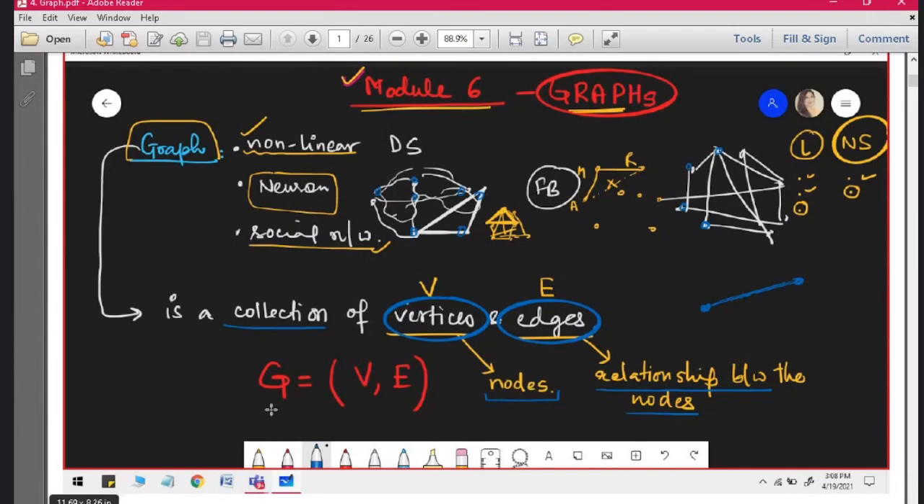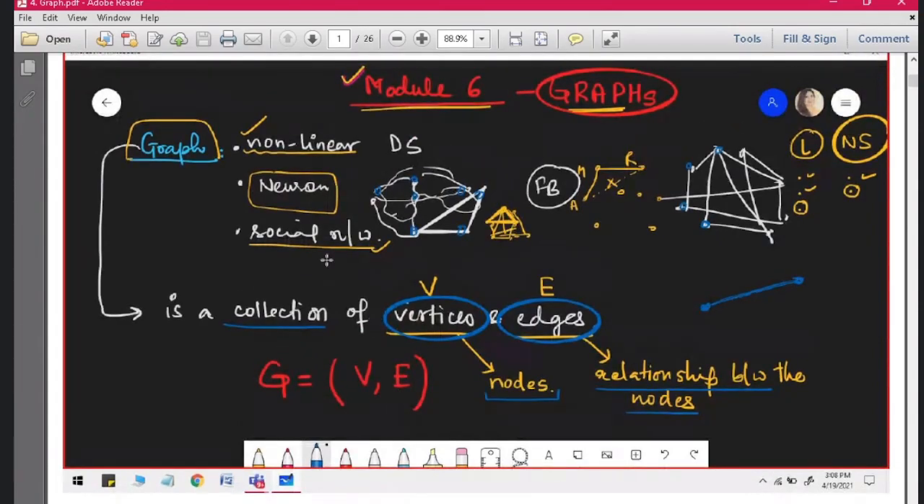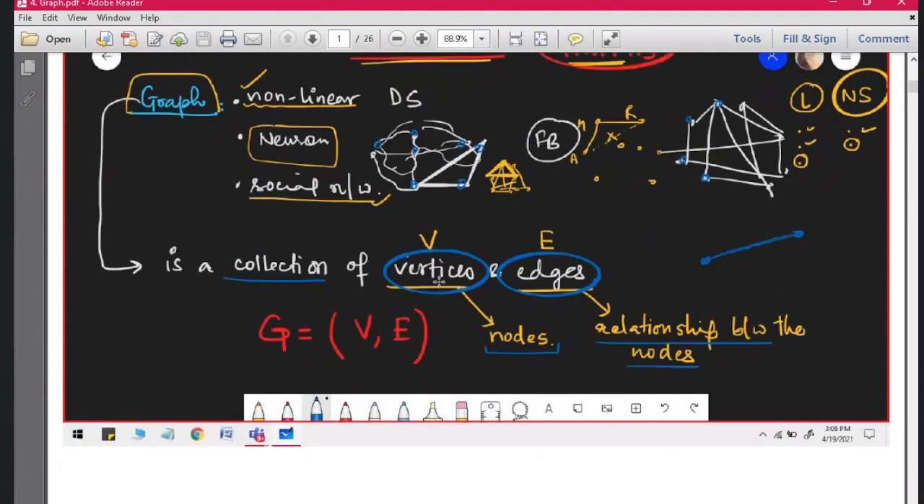So in short, I can represent G, which means graph is a collection of a set of vertices and edges, V comma E. Fine. So if you are asked in your exam what is graph, simply explain that it is a nonlinear data structure, which is a collection of vertices and edges represented like this. Here you have to mention that V is nodes and E is the relationship between the nodes. And the real life examples of graph are neurons and social networks. Now let's move to the next.